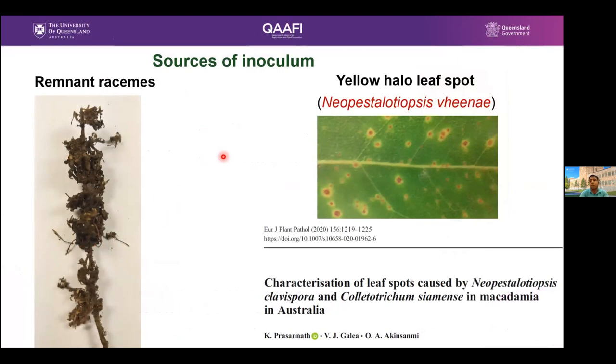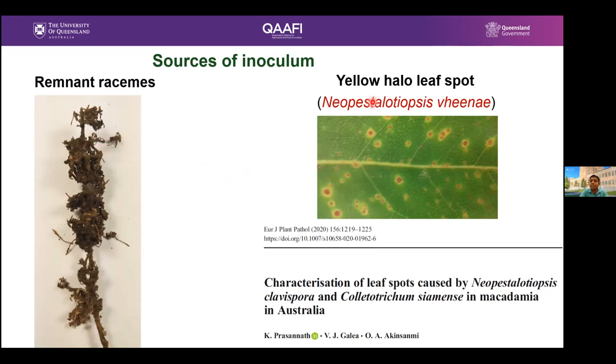Knowledge of the key components of the disease cycle is very important. For example, knowledge of the source of inoculum is very important for the effective management of flower blight disease. So it was hypothesized that the remnant racemes from previous flowering seasons that persist in the macadamia tree canopy could serve as the primary source of inoculum for all three types of flower blights.